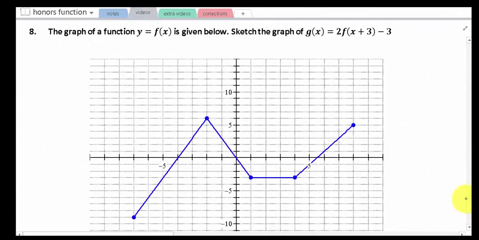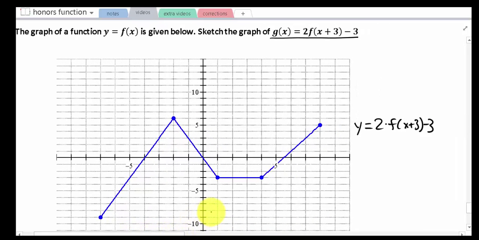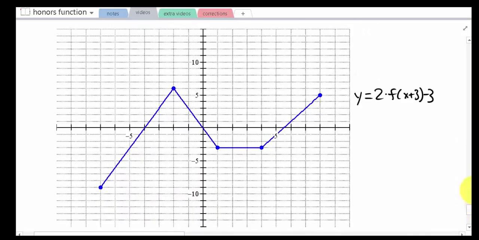Let me now do a transformation on the graph, and we'll finish right here. Okay, so this is a graph of a function that I call f of x, and I want to graph this function right here. So basically, I want to graph 2 times f of x plus 3 minus 3. All right, so please have several colors available. Actually, you will need 1, 2, and 3 colors available, okay? So the first transformation would be the x plus 3.